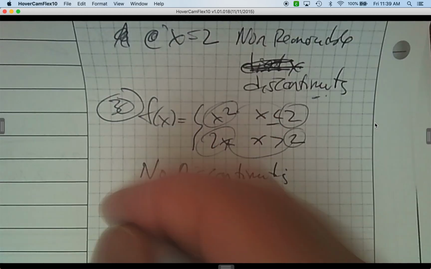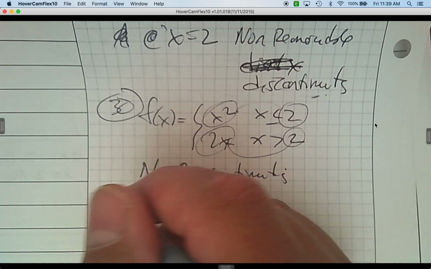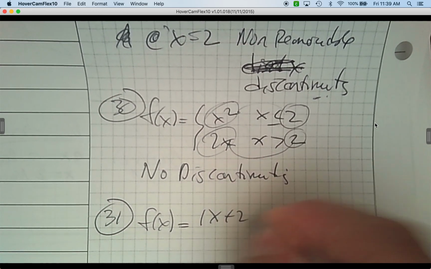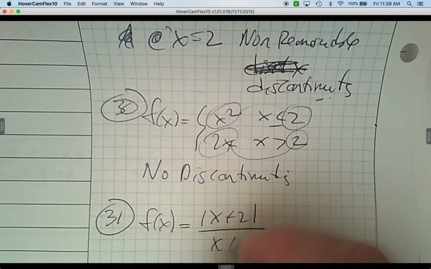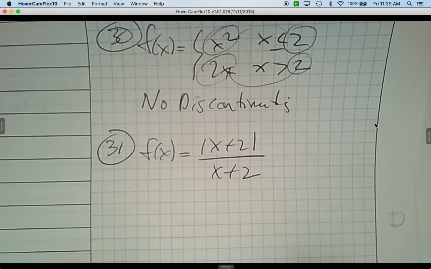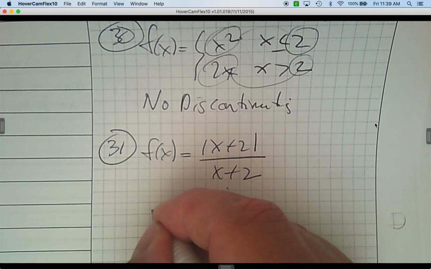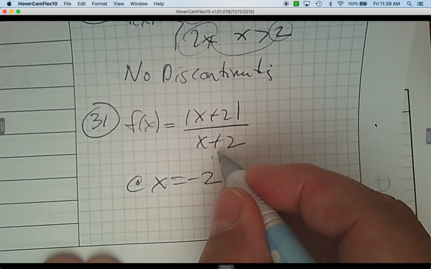All right, last question for this video. Number 31. Again, the discontinuities. You have the absolute value of x plus 2 over x plus 2. Are there any discontinuities here? And look at the denominator. So at x equals negative 2, we have a discontinuity.